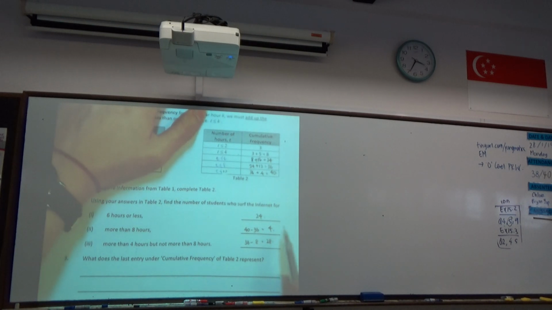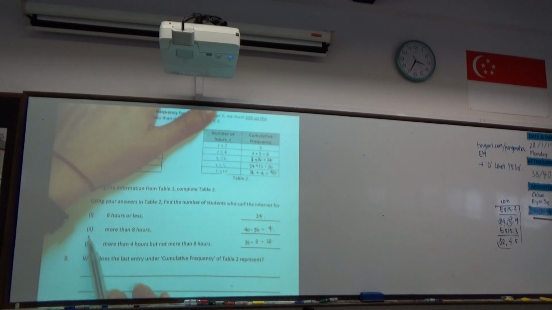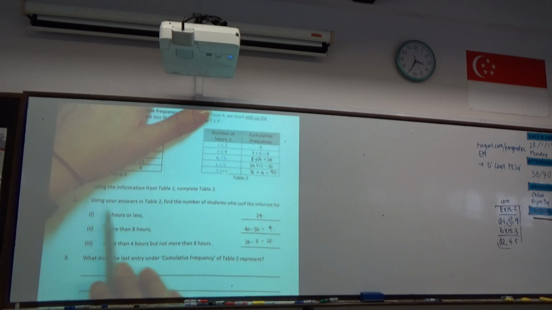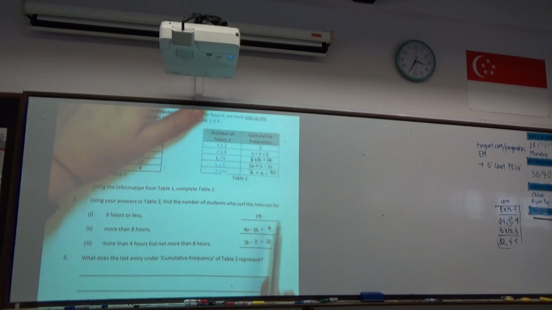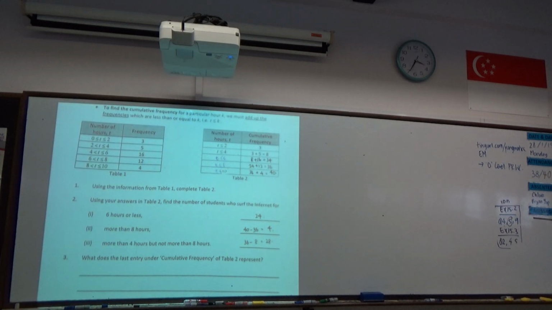Does anyone not understand what I have been trying to do so far? Because part 2 and part 3, or rather this question 2, is an essential skill for this entire topic. Is it focus or is it blur? It's focus. Okay.